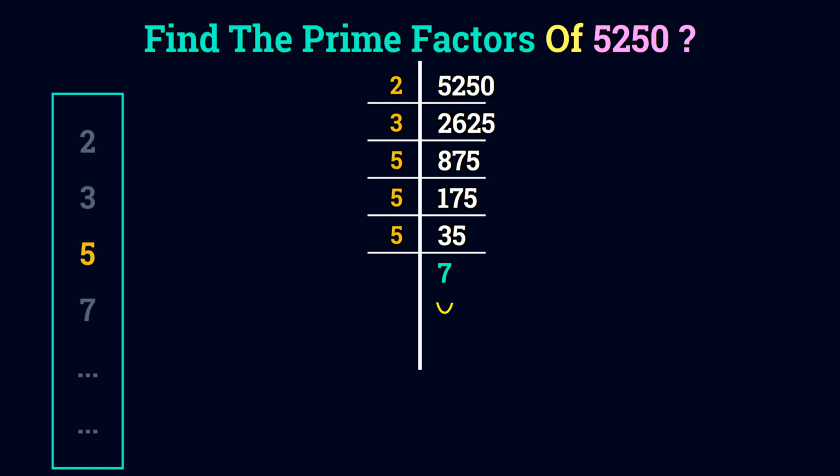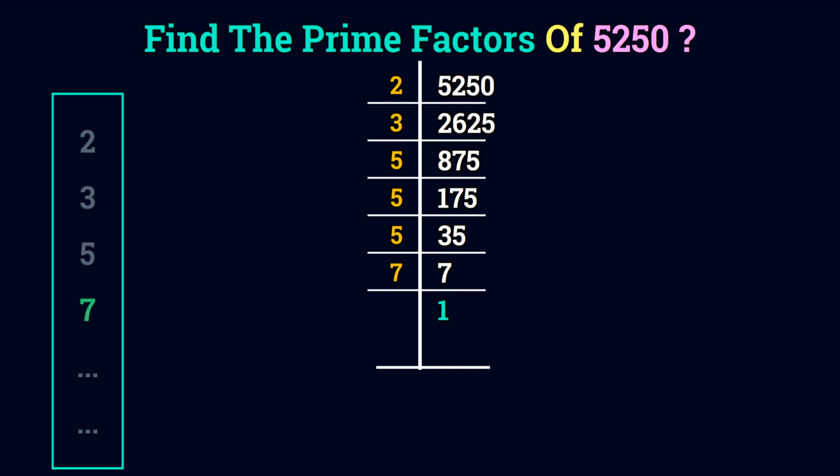Dividing 7 by 5. The result is not an integer. Since the result is not an integer, we will try to divide by the next number. Dividing 7 by 7, which equals 1. So 7 divided by 7 equals 1.